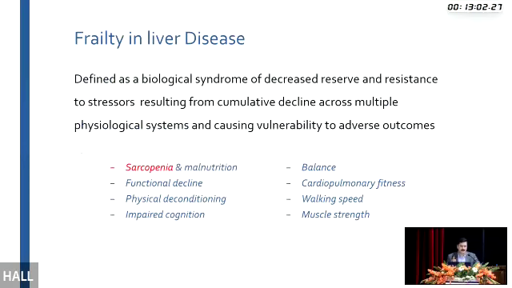So what's the definition of frailty? It's defined as a biological syndrome of decreased reserve and resistance to stressors resulting from cumulative decline across multiple physiological systems, and this causes vulnerability to adverse outcomes. The central component of frailty is again sarcopenia and malnutrition. And when other systems are involved, like functional decline, physical deconditioning, cardiopulmonary dysfunction or cognitive dysfunction, then you label them as having frailty.